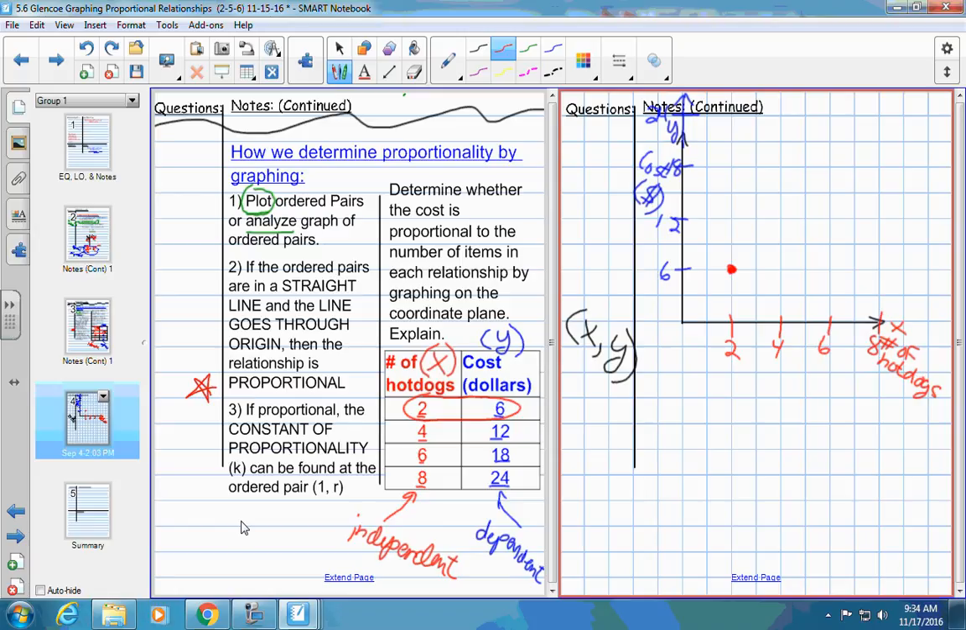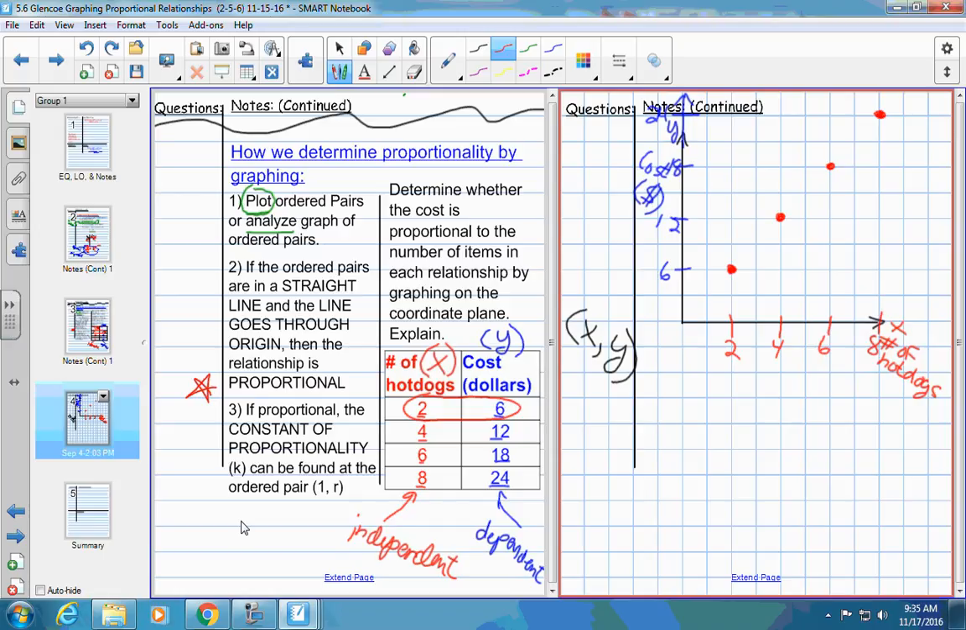The next one is 4, comma, 12. And then the next one is 6, comma, 18. And the last one is 8, comma, 24. Okay, so we have our 4 ordered pairs on there.